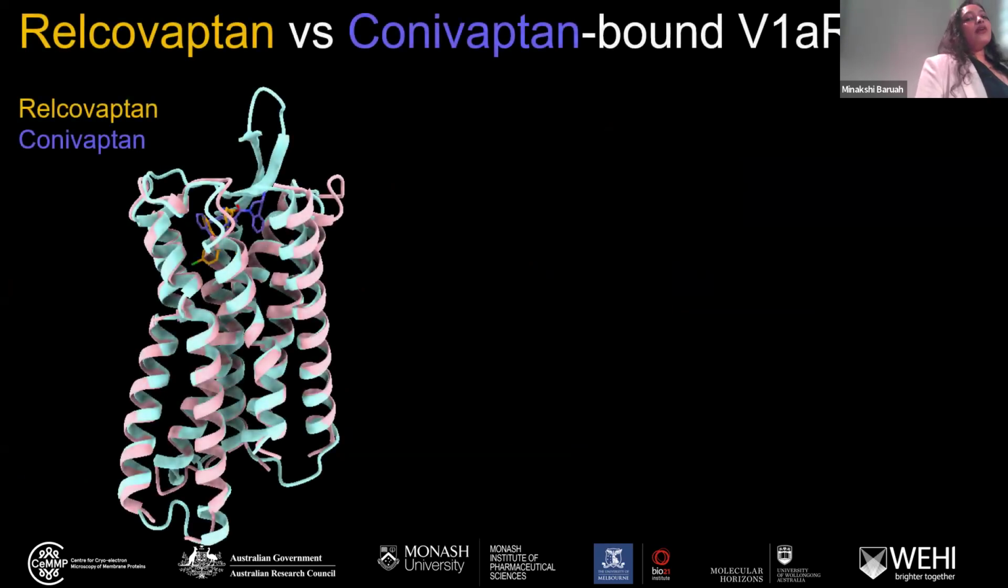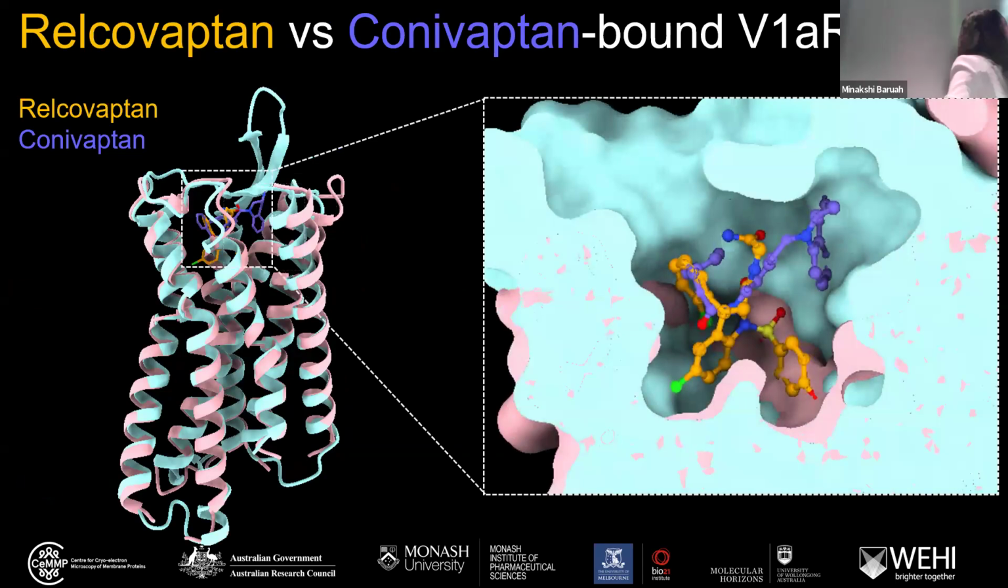Then I overlaid our vasopressin and conivaptan treated structures together. I'm just showing one protomer for ease of visualization. And we can see how these two ligands occupy the binding pocket. While vasopressin buries deep within the orthosteric binding pocket, conivaptan occupies the top of the binding pocket closer to the extracellular side.